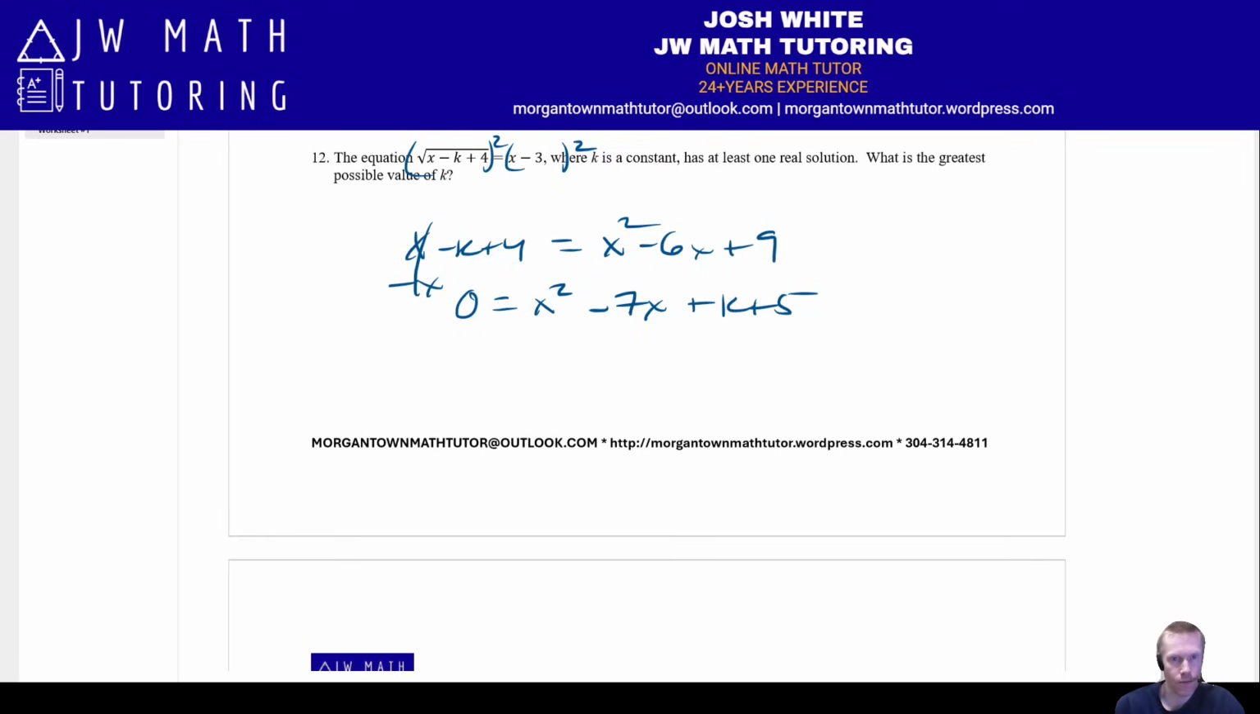Okay, so now all we need to check is the discriminant, b squared minus 4ac. So it's negative 7 squared minus 4 times 1 times k plus 5. And we set that equal to 0 because we know there's at least one real solution.